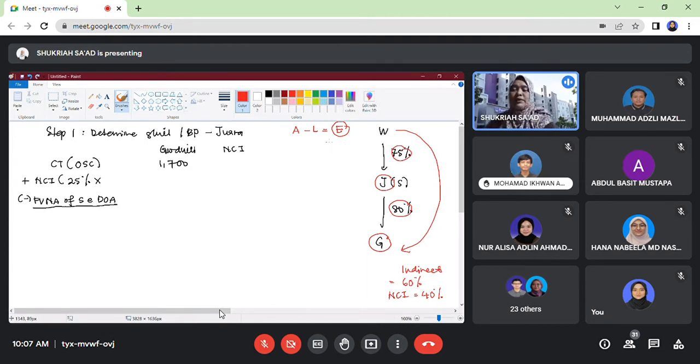What is the component of equity? Pertama, ordinary share, which I put in general shares. It can be ordinary shares. It can be preferred shares. What else besides shares?